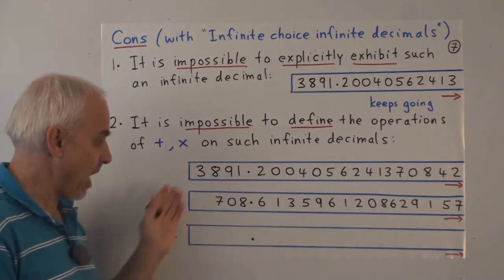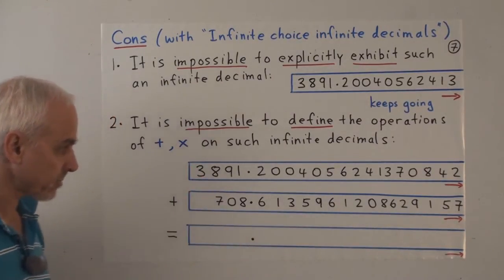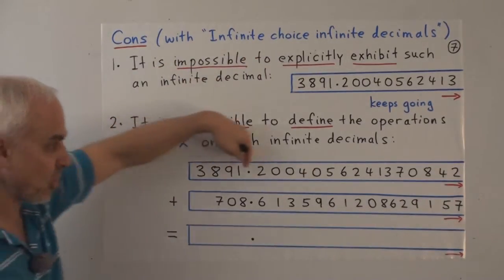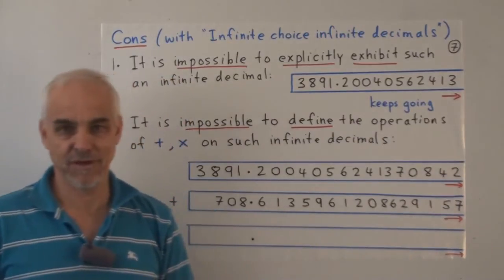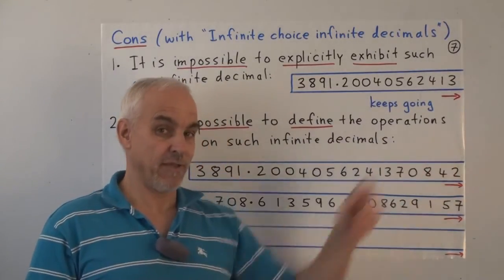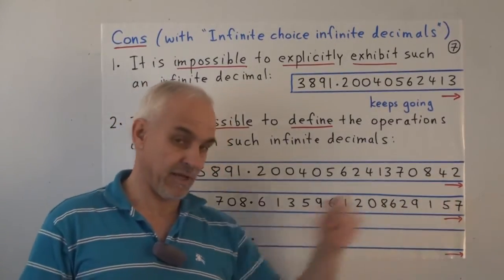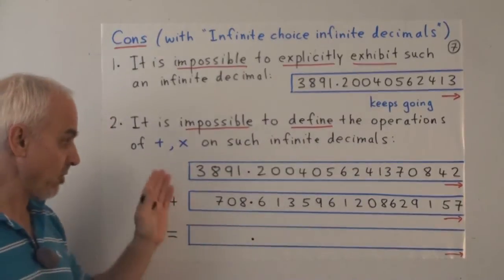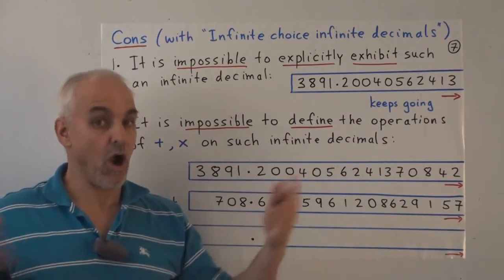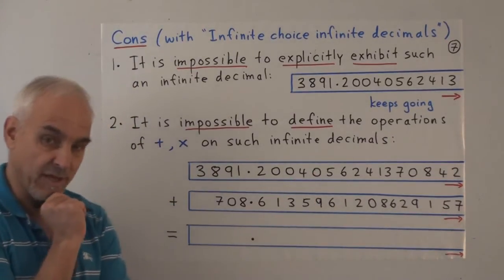Let's illustrate it. How are we going to add this one and this one? And by the way, this one is the same as this one. I've just pulled the tape over a little bit to show you a little bit more of that infinite decimal. But you have to remember, this thing goes on infinitely in that direction, supposedly. And here's another one also going on infinitely in that direction. And there's no necessary rhyme or reason to these digits. They just are. Okay, so how do we propose to add these two things?